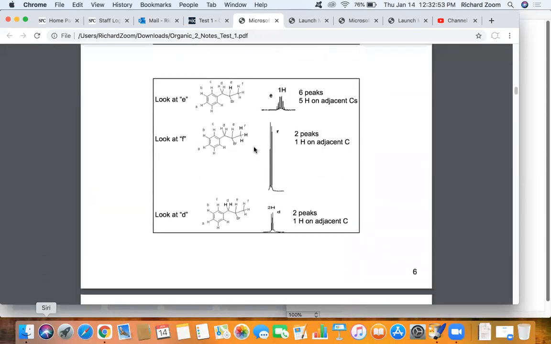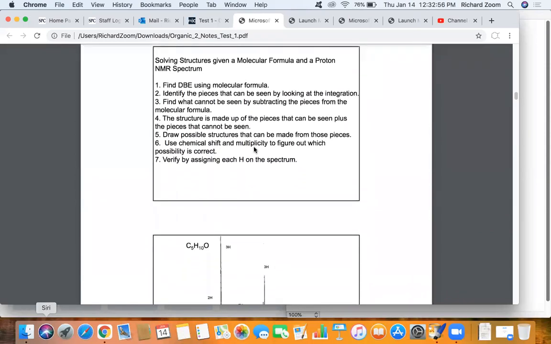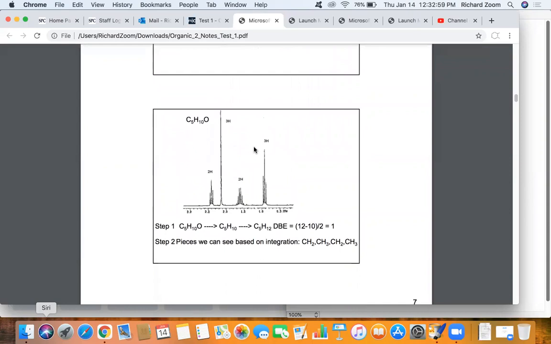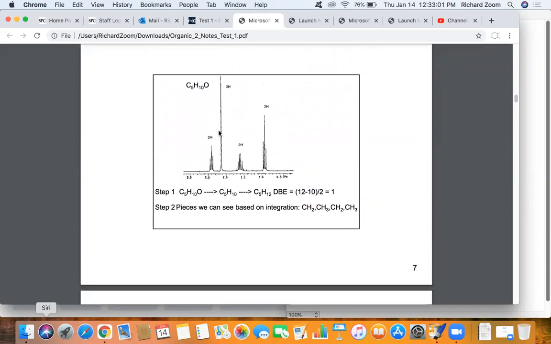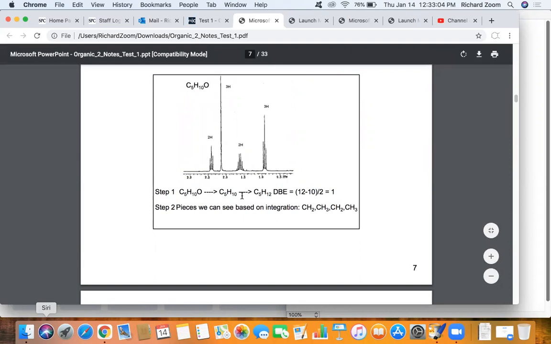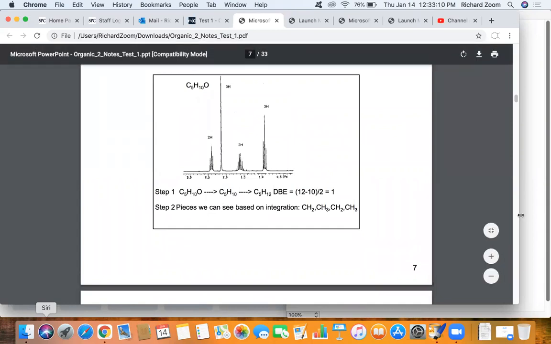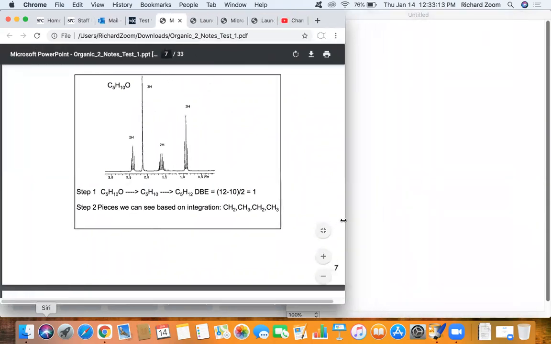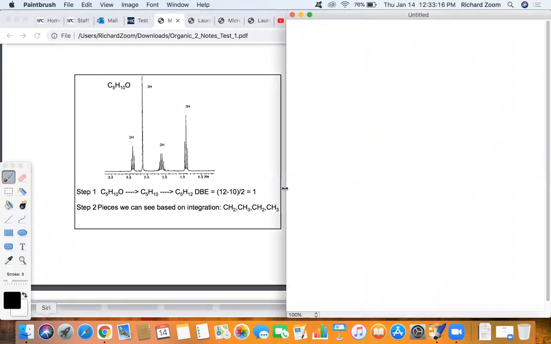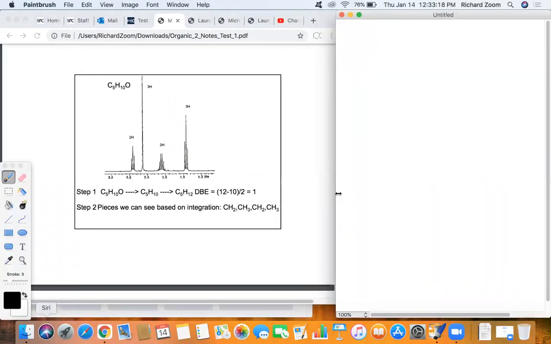Now, what I was going to do was go through how to solve a specific NMR problem. So the first thing you would do is look at the double bond equivalents, and we talked about that. That was the last thing I talked about before we finished here. And then the pieces that we can see based upon the integration. So we look at the numbers above these peaks, and we can usually get an idea of the pieces that we're seeing by looking at the integration. So 2H is CH2, 3H is CH3, 2H is CH2, and 3H is CH3. So those are the pieces that we can see.